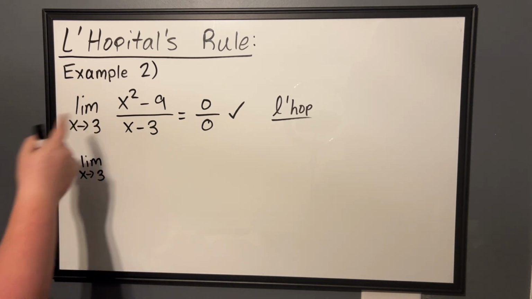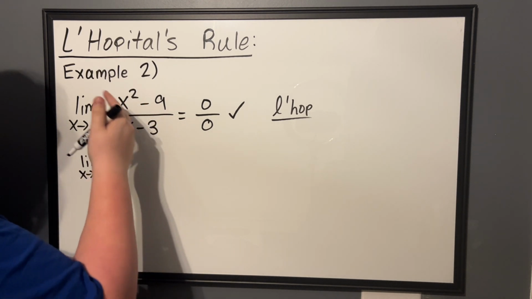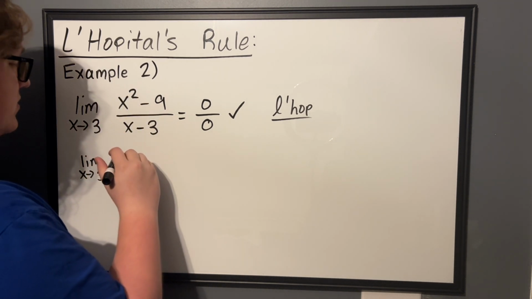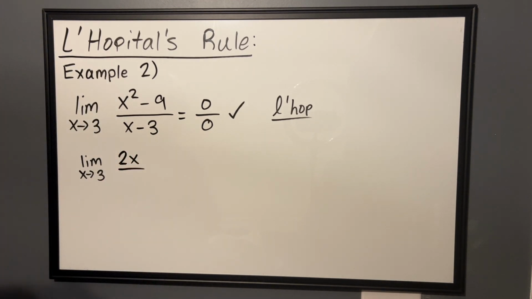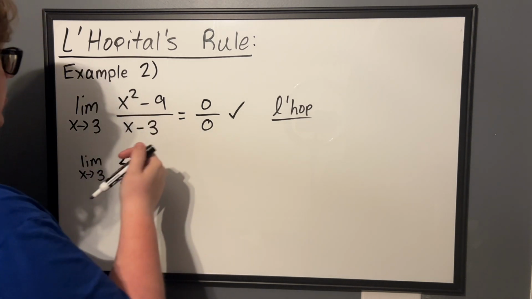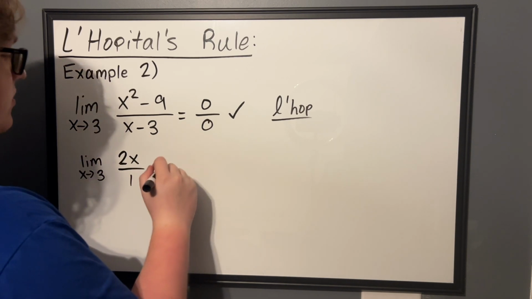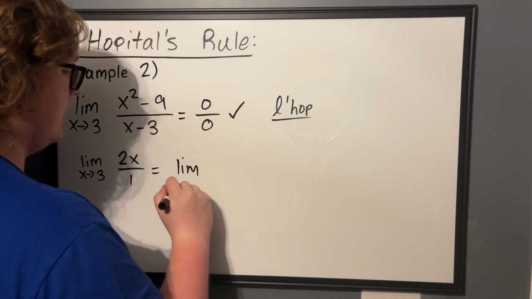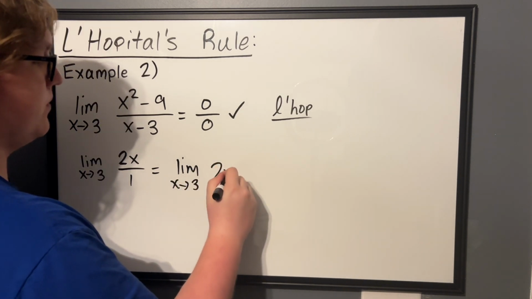So we're going to take the derivative of x squared minus 9. Now again, this minus 9 doesn't matter, so it's just the derivative of x squared. And the derivative of x squared using the power rule is just going to be 2x. Now in the denominator, we have the derivative of x minus 3. And of course, the minus 3 doesn't matter, so it's just the derivative of x, and the derivative of x is 1. So what we're going to do is rewrite this as the limit as x goes to 3 of 2x over 1, which is just 2x.